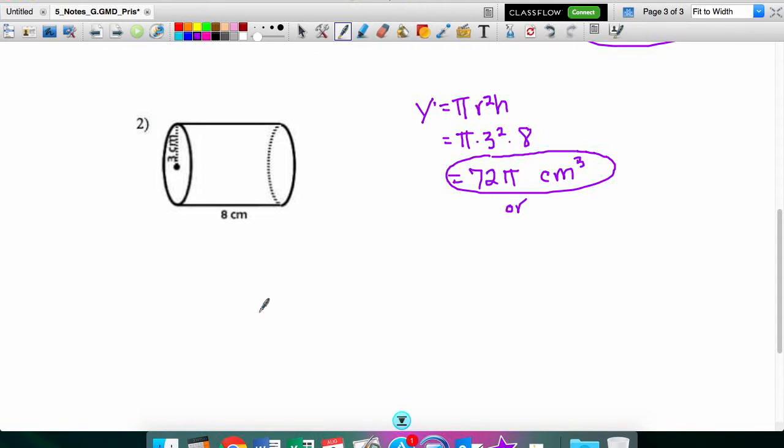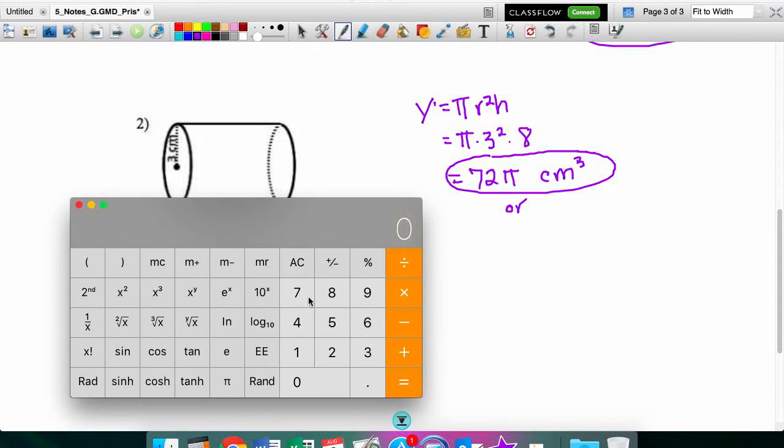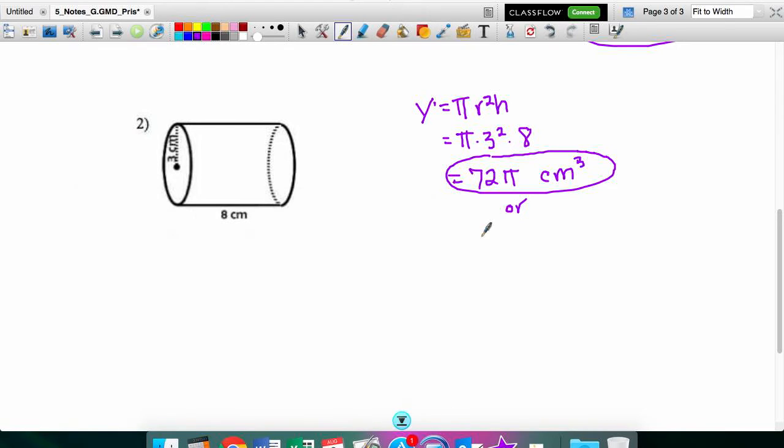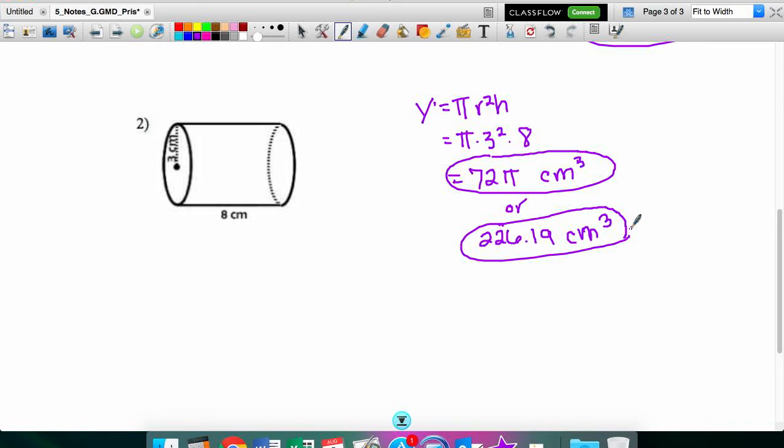Or, once again, you can plug this into your calculator and get a decimal equivalent if you prefer that. I know your science teachers prefer the decimals, but math teachers tend to like the exact answers. And we have 226.19. And we have cubic centimeters as our unit once again. And there's our final answer. So as you can see, cylinders is obviously the easier of the two shapes to find the volume of.